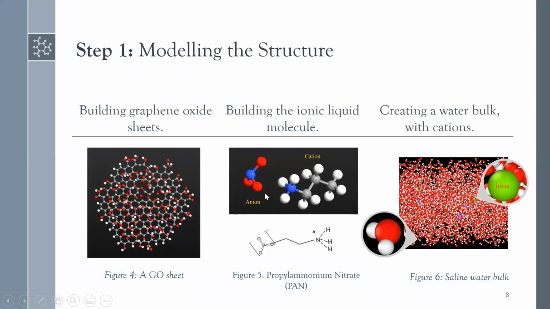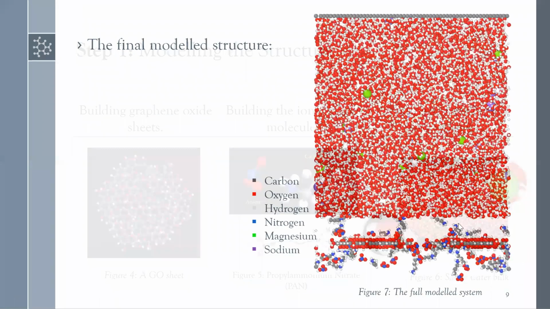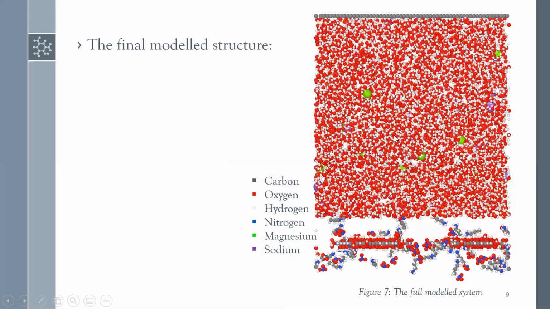And then we built a water bulk with all the ions, or basically the salts that we want to filter out. Then we put all the parts together in this form. This is the water bulk, as you can see, that contains all the salts. And down here is the adsorbent. These are the two graphene oxide sheets, and they're surrounded by molecules of ionic liquid.